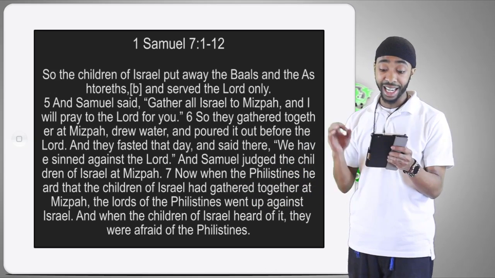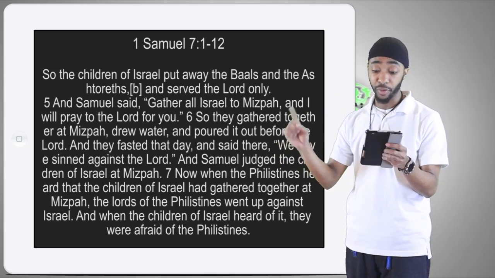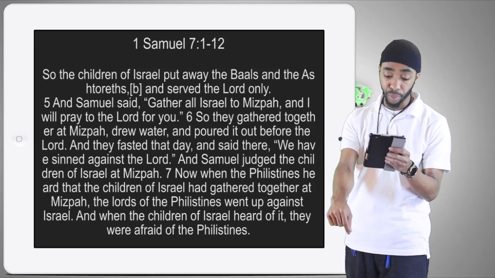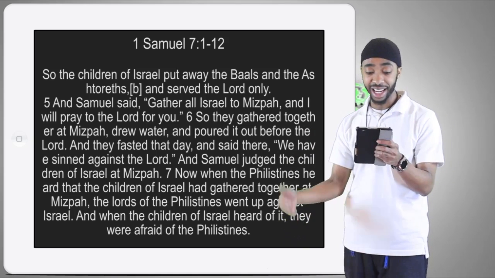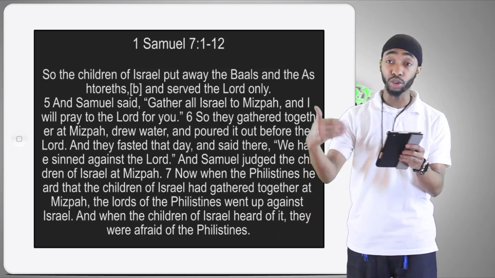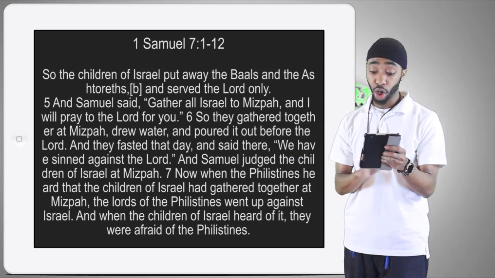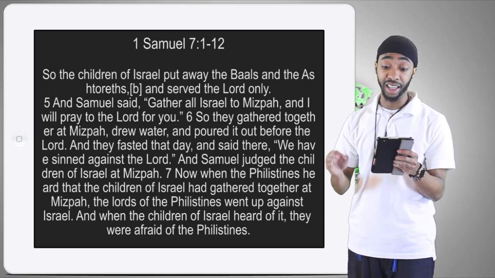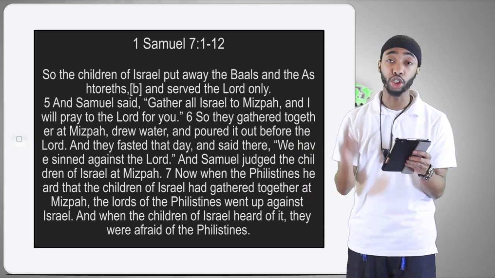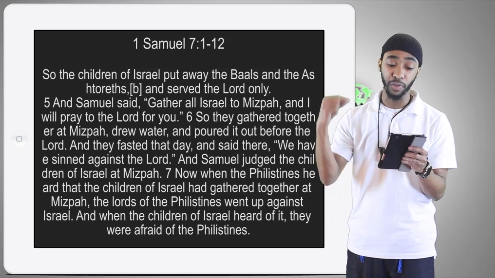And Samuel said, Gather all Israel to Mizpah, and I will pray to the Most High for you. So they gathered together at Mizpah, drew water, poured it out before the Most High, and they fasted that day. And there they said, We have sinned against the Most High. And Samuel judged the children of Israel at Mizpah. Now the Philistines heard that the children of Israel had gathered together at Mizpah. The lords of the Philistines went up against Israel, and the children of Israel heard of it. They were afraid of the Philistines.